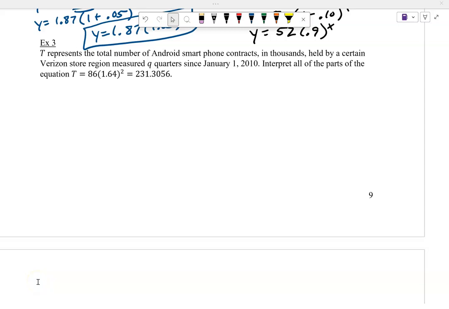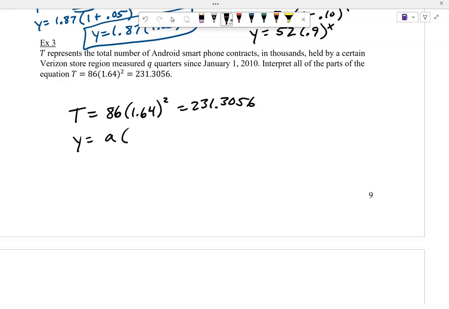So here it's giving us an exponential growth equation where T is the total number of Android smartphone contracts in thousands. That's your T of 86. So that 86 there would be, well, we'll talk about each of these parts. And then it punches it in for us, right? Q is in quarters. Interpret all parts of the equation. Well, I'm thinking to myself, A, and then 1 plus r. In other words, that's my b to the x, all right?